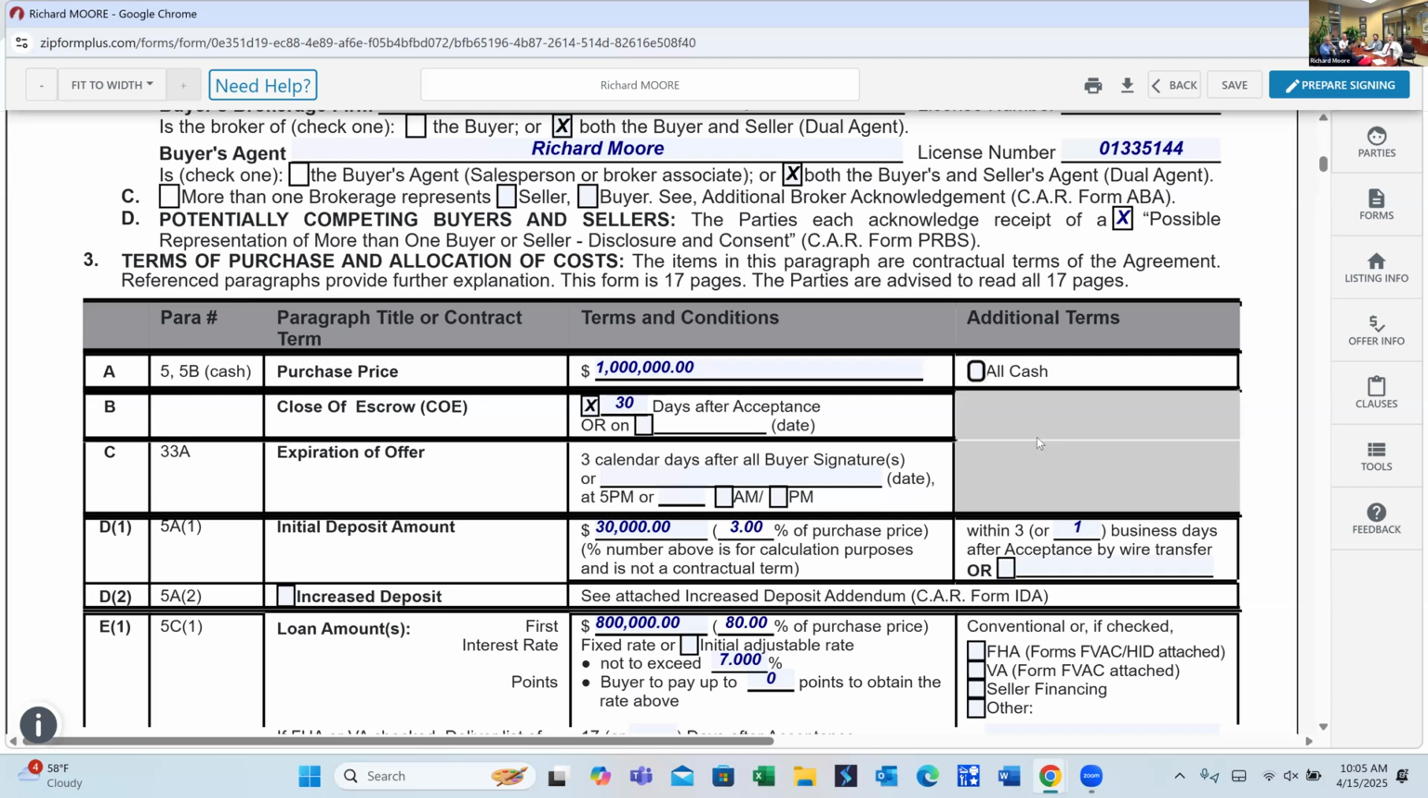Rich, what happens if the 30 days lands on the weekend or holiday? If it does, then the close of escrow would fall to the following business day. When there are instances, if there is a legal holiday on that Monday, it would fall to Tuesday, for example. And then it would be default in that part.